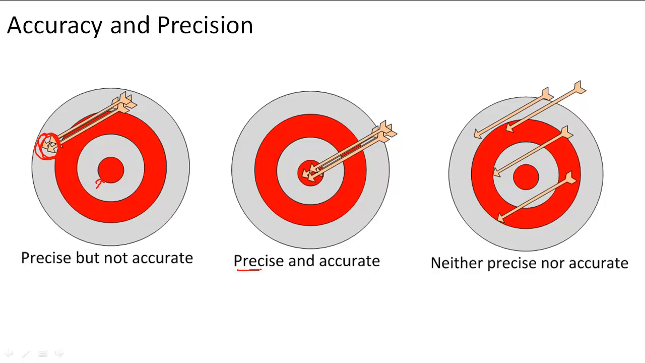This person, though, is precise and accurate because they're getting the center, and all the arrows are hitting in the same spot. This person is neither precise nor accurate. So this person is not hitting the center, but also hitting all over the place on this board. They're hitting here, over here, over here, and not making a dent in the center.